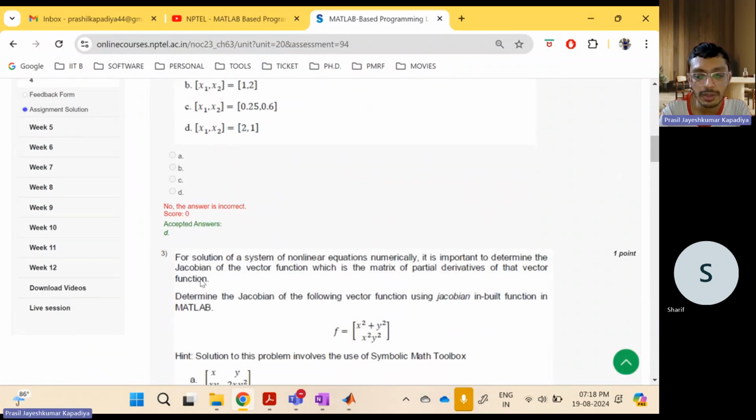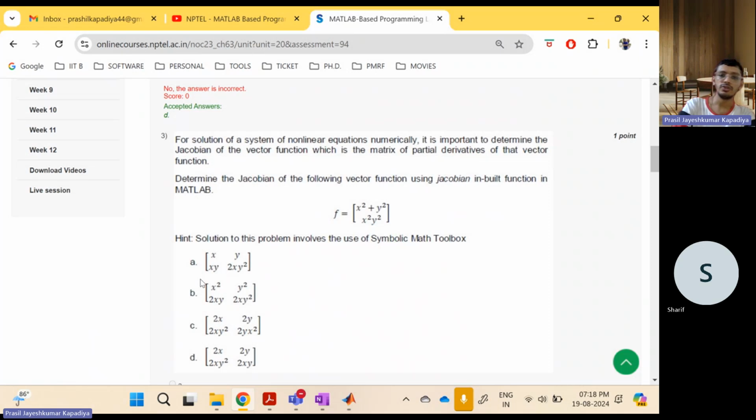Last year assignment problem, question number 3. For the solution of systems of nonlinear equations numerically, it is important to determine the Jacobian of a vector function, which is the matrix of partial derivatives of that vector function. Determine the Jacobian of the following vector function using the Jacobian inbuilt function.